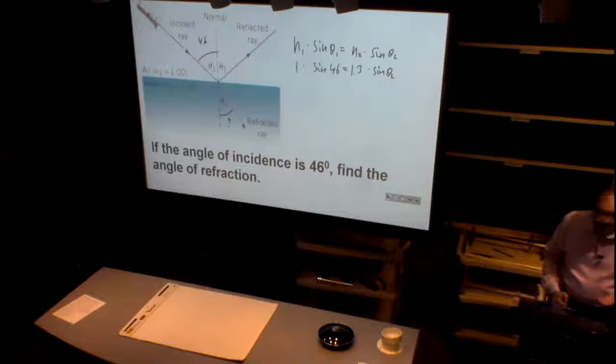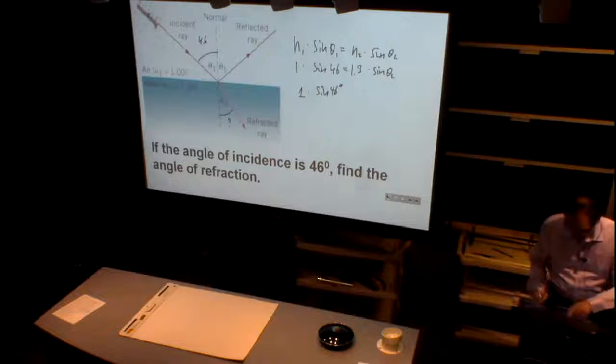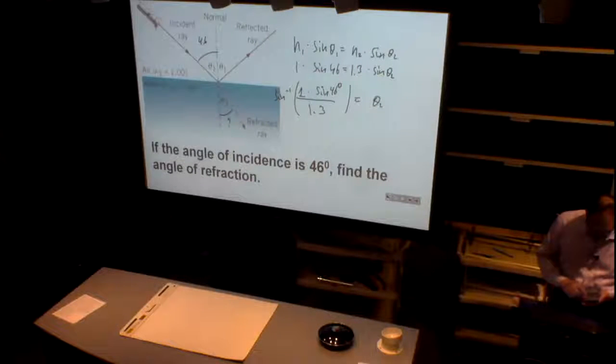So we need to know how to calculate the inverse sine. Basically, 1 times the sine of 46 degrees, not radians, divided by 1.3, and the inverse sine of that should give us the angle. So please calculate it. You need to know how to use your calculator for this type of calculation. Make sure your calculator uses degrees.